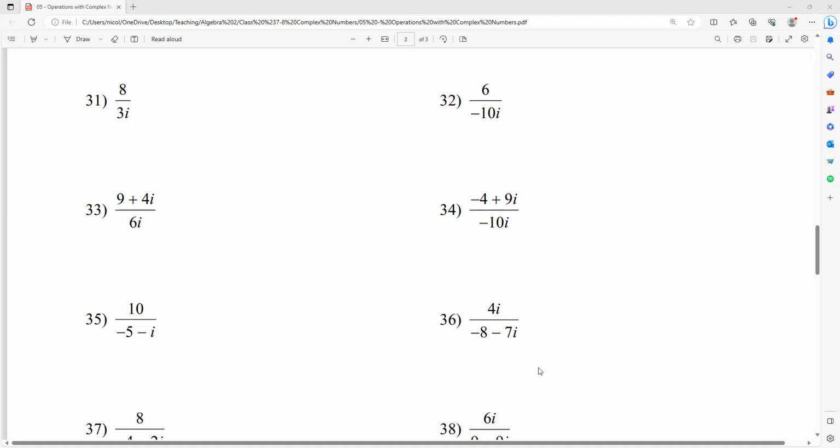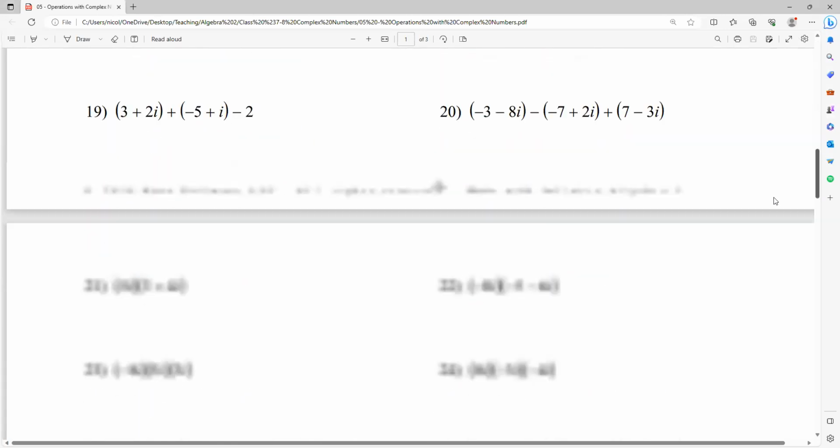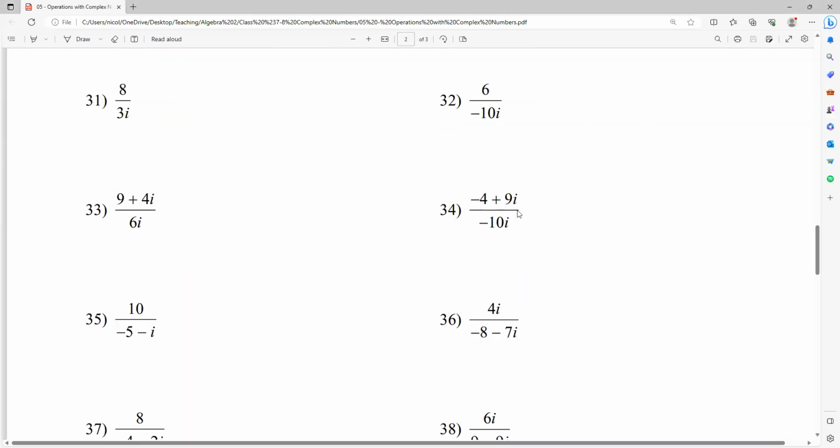In order to do this, we first must know how to add, subtract, multiply, and now the last part is dividing. So when you divide by complex numbers, you need to multiply by the complex conjugate, which is basically just flipping the sign of i. So if i is negative, switch it to positive. If i is positive, switch it to negative.